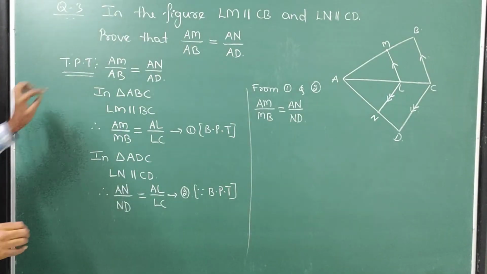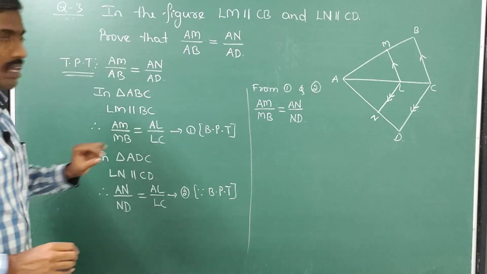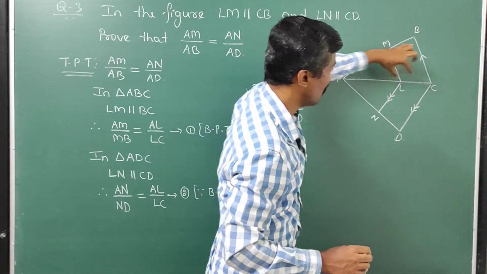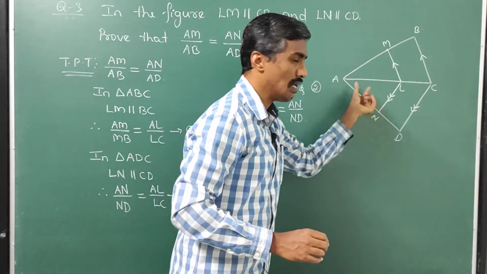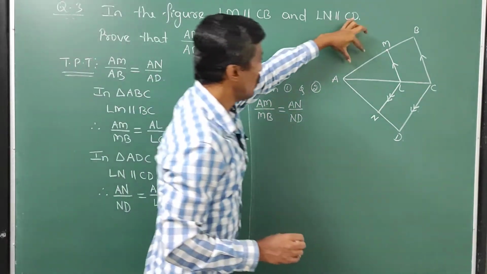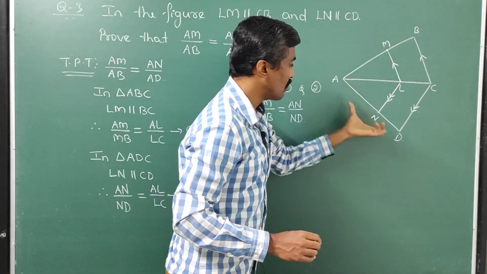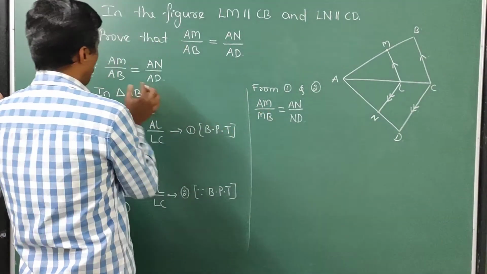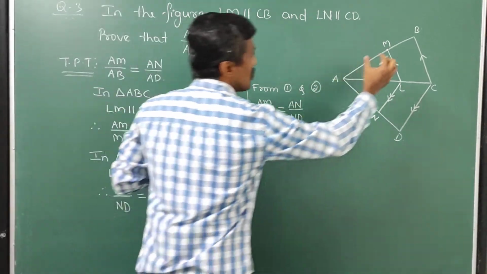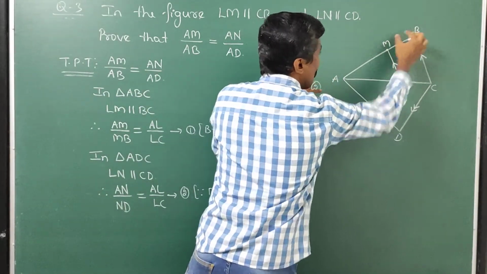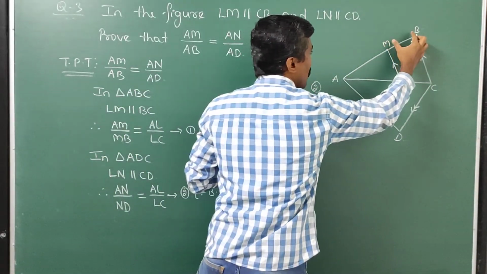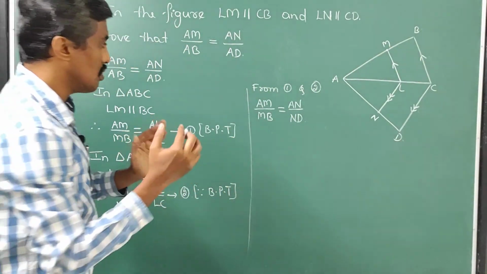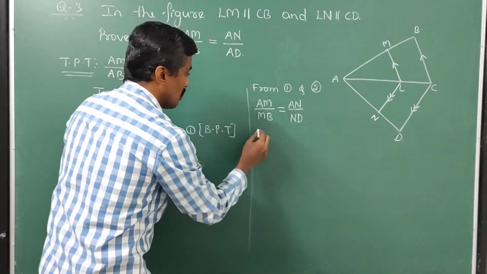But we have to prove AM by AB, correct? We have taken only the parts: first part divided by second part is equal to first part divided by second part, similarly in the other triangle. But we have to prove that part by whole is equal to part by whole. So to get AB instead of MB, if I add AM to MB, then I will get the whole AB, correct?